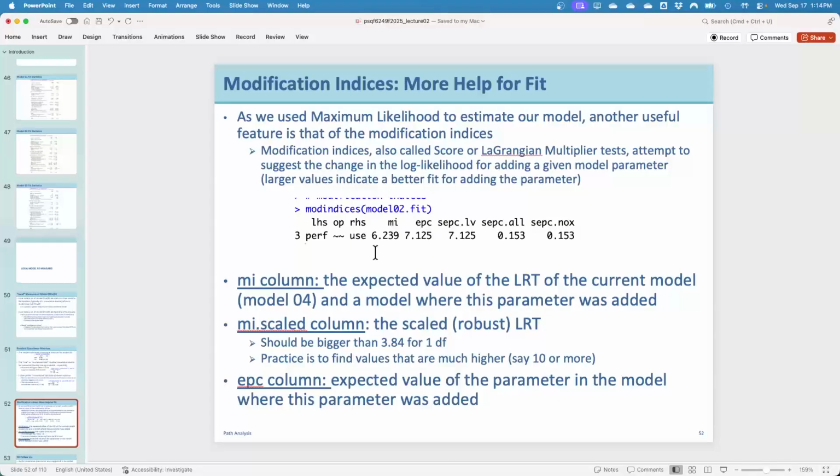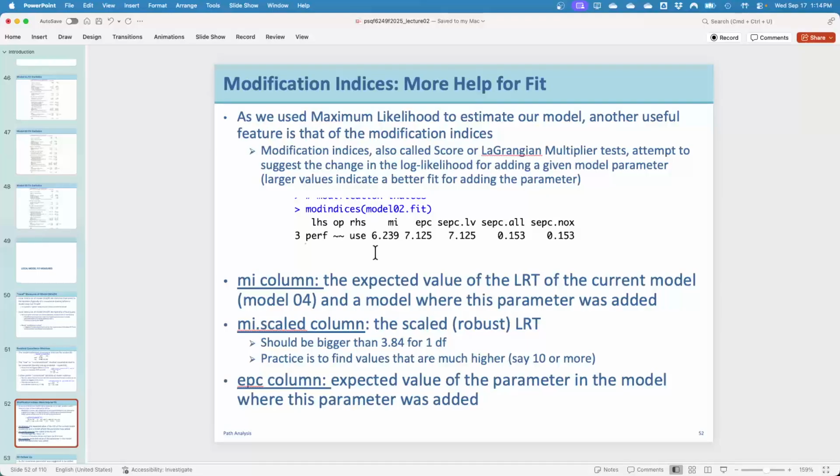The chi-square critical value 0.85. So if this number is bigger than 3.84, we would say, oh, if we added that to our model, it would fit better, right? This is testing the hypothesis that this parameter is equal to 0. The null hypothesis that this is testing is that this covariance is 0.